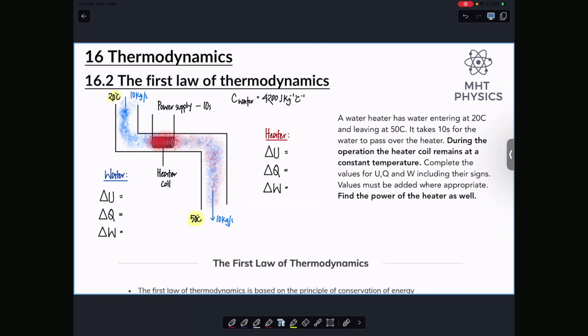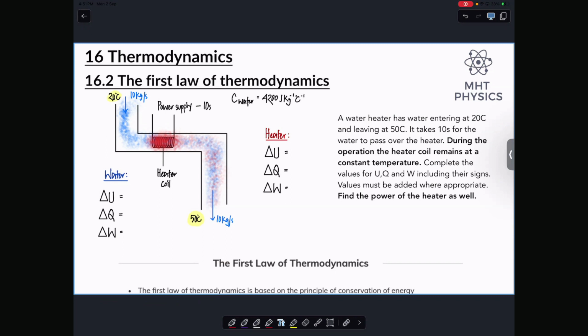For the heater, I don't know if you read the question. I have added a few points. During the operation, the heater coil remains at constant temperature, right? So can you tell me del U, del Q, and del W for the heater? Yeah, del U is zero. Why? Because there's no change in temperature of the coil. Del Q? Yeah, minus whatever value you found, because that's the heat given out by the coil.